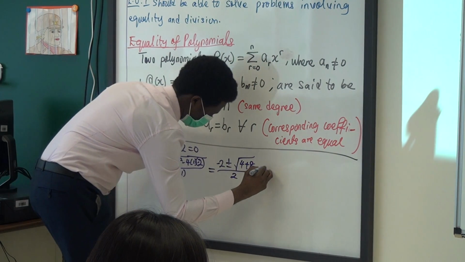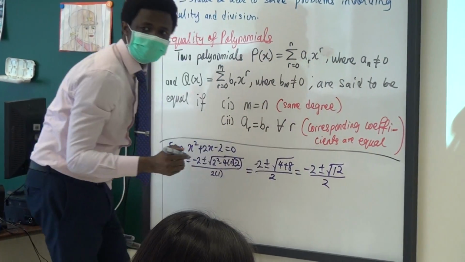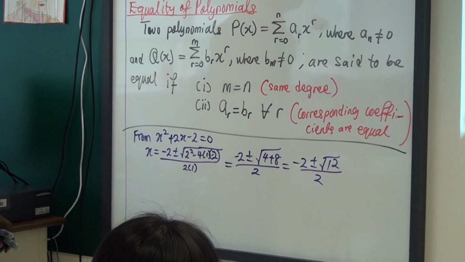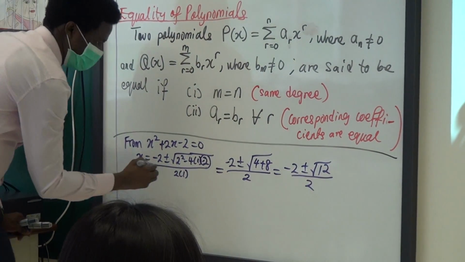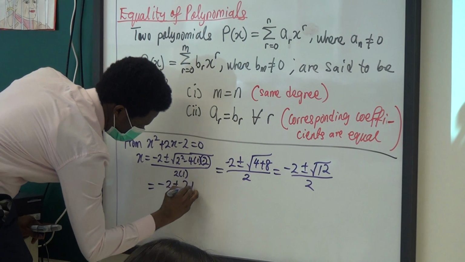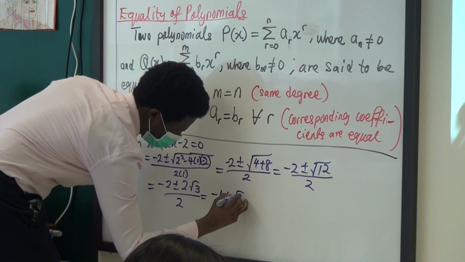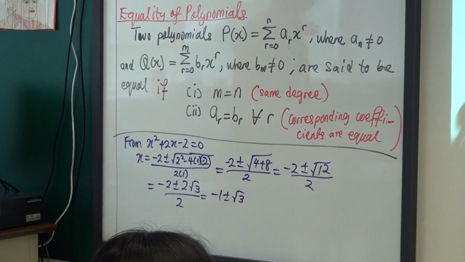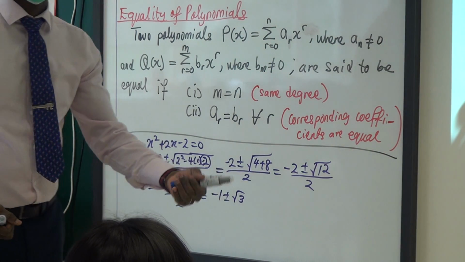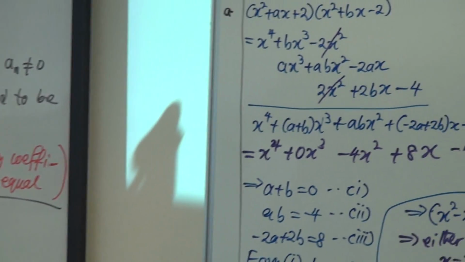So that gives minus 2 plus or minus root of 4 plus 8, divided by 2. Minus 2 plus or minus root 12. What is root 12? That's 4 times 3, 2 root 3. Agree? So that will be minus 2 plus or minus 2 root 3, which is minus 1 plus or minus root 3. So there are 4 values: 1 plus i, 1 minus i, minus 1 plus root 3, minus 1 minus root 3.